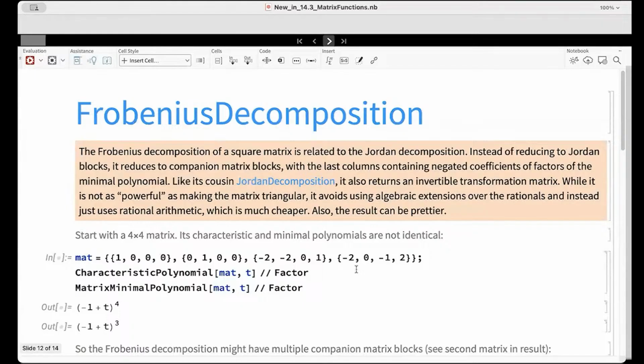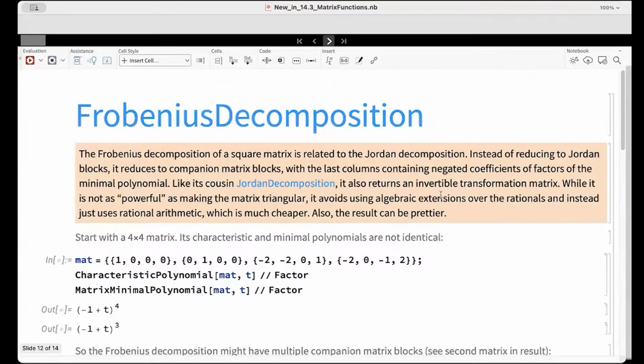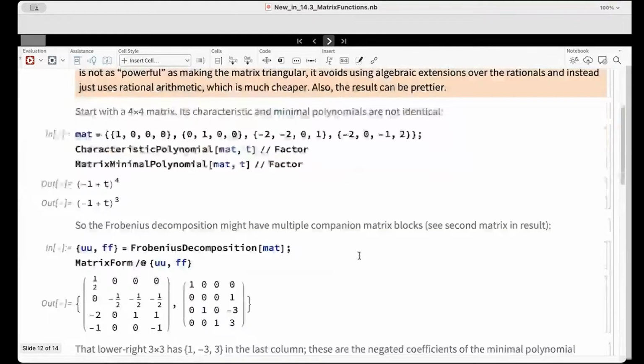What is this? It's like the Jordan decomposition, as I said earlier, but it does return a transformation matrix and a Frobenius normal form, which is a block diagonal matrix. And those blocks are comprised of companion matrices, as I mentioned somewhat earlier. And these companion matrices are related to both minimal and characteristic polynomials, and I won't go into the details there, but it's convenient.